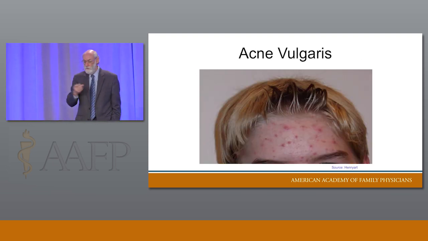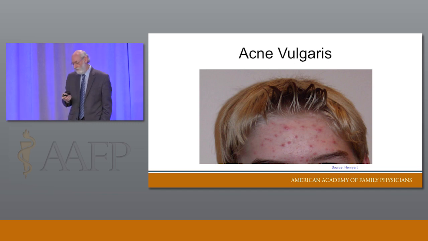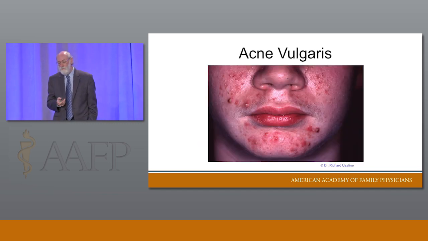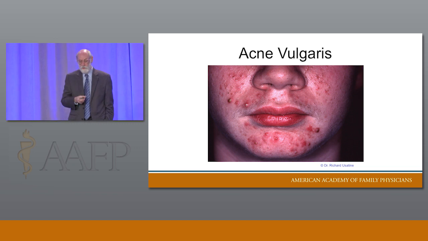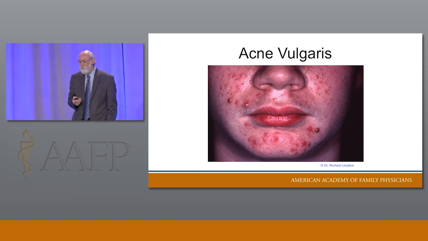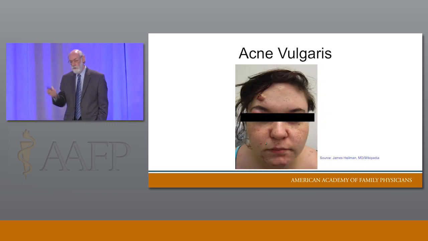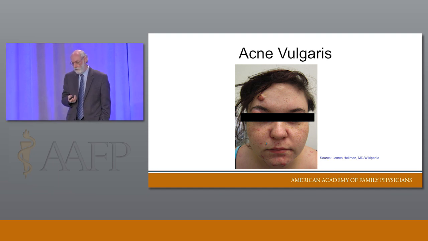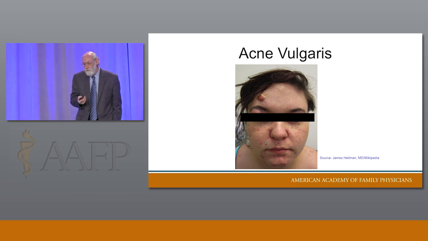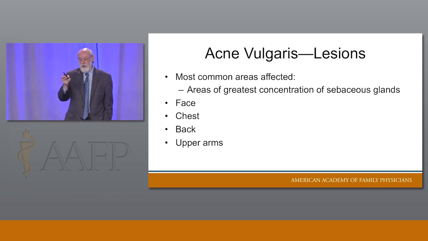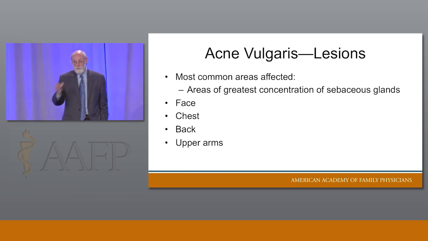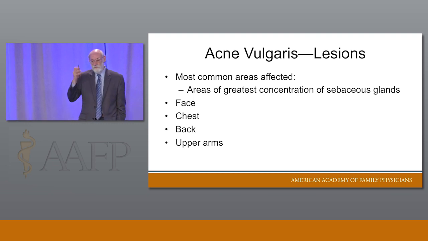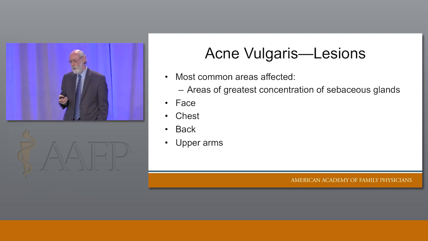Here we see a patient with moderate inflammatory acne on the forehead. Here we see one again around the lower face. Here we see a lady with a cyst on the forehead and the dreaded black rectangular eye syndrome. Lesions of acne are seen more often where there are more sebaceous glands: face, chest, upper back, upper arms.